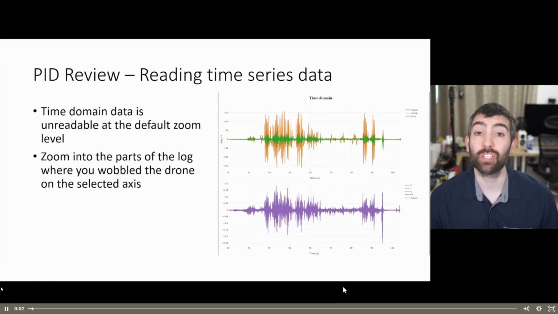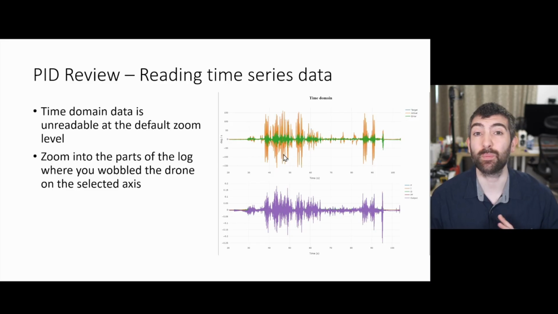When you scroll down to the time domain, you'll see a graph that looks something like this. And you can see that it's pretty much completely unreadable at the default zoom level. You're going to want to zoom in on a part of the flight where you were wobbling the drone on the target axis, the axis that you're looking at right now. So let's say we're starting with the roll axis.